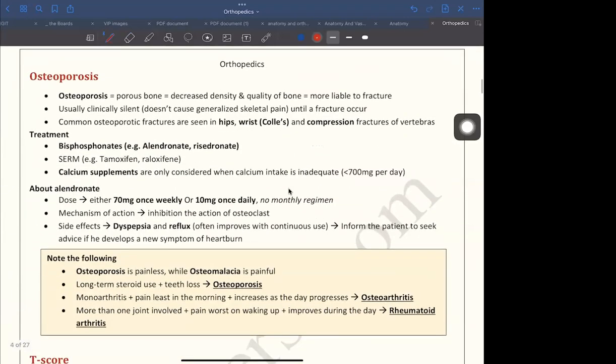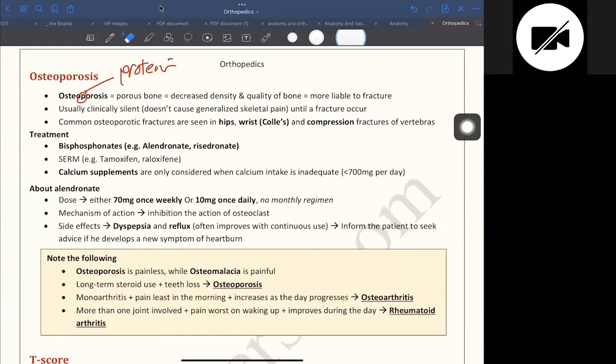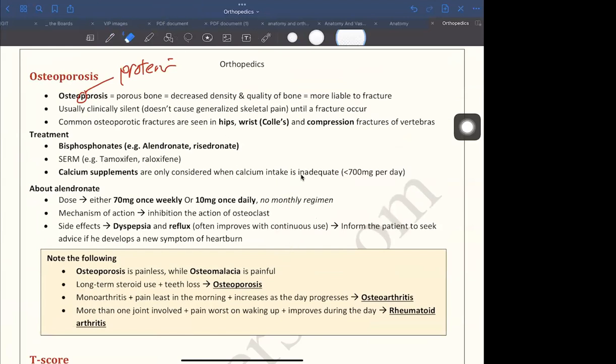We have something called osteoporosis. The P is a problem with the protein deposition, okay? So basically, with age, you will have some kind of decreased bone quality. So your bone quality will be affected with age due to decreased deposition of protein in your bone.